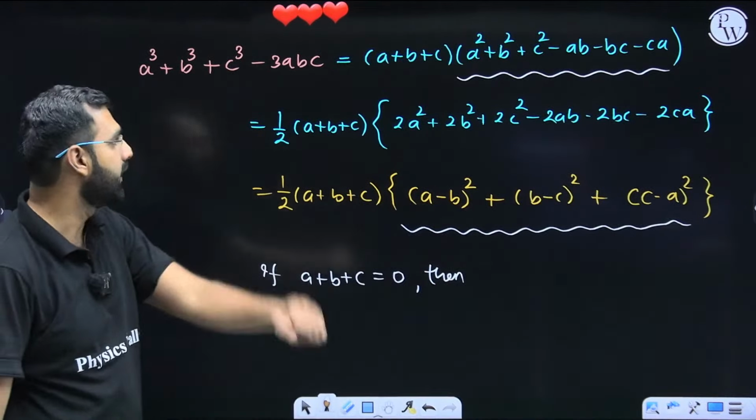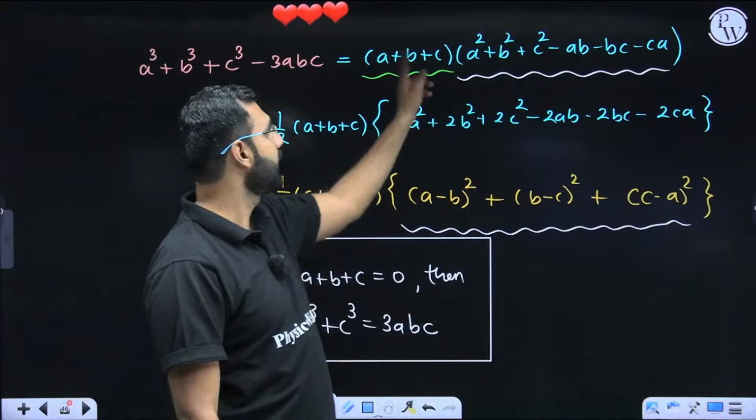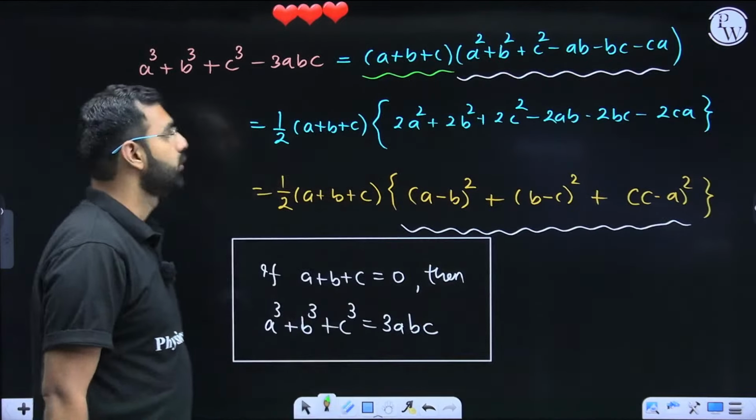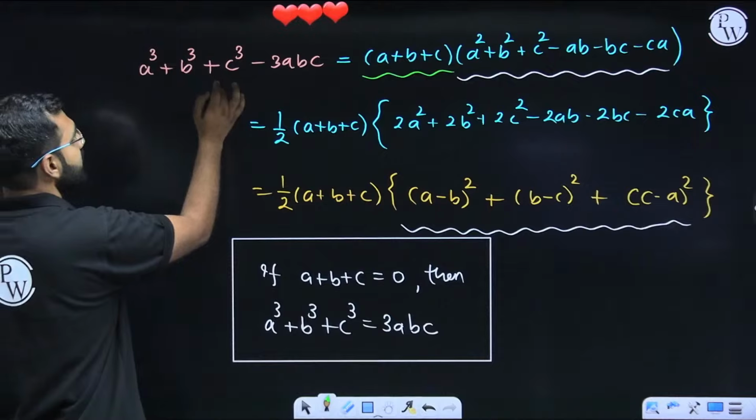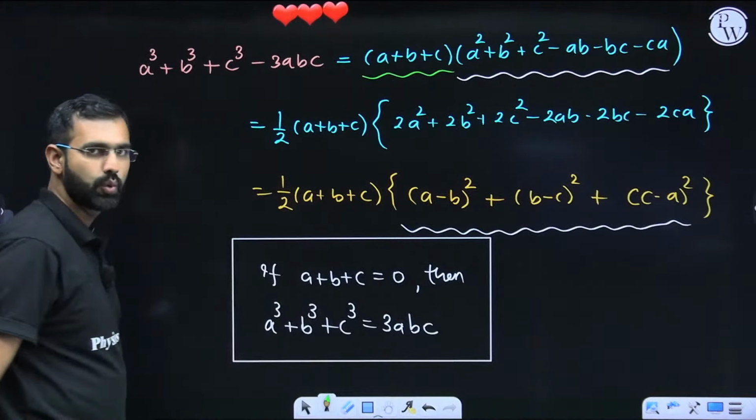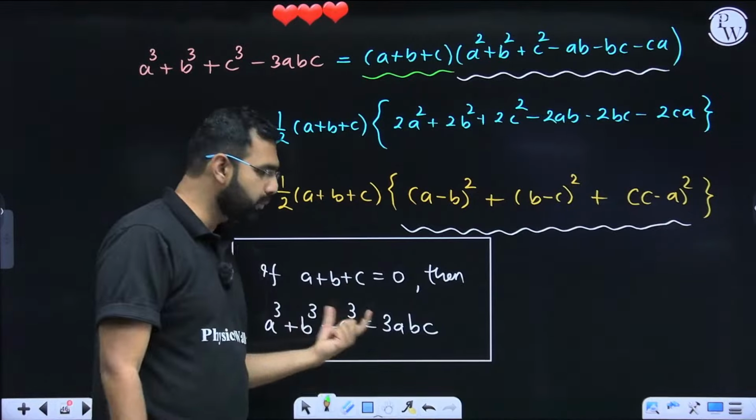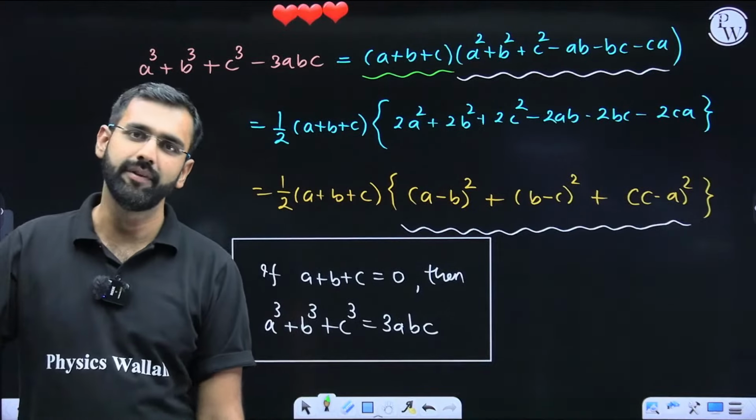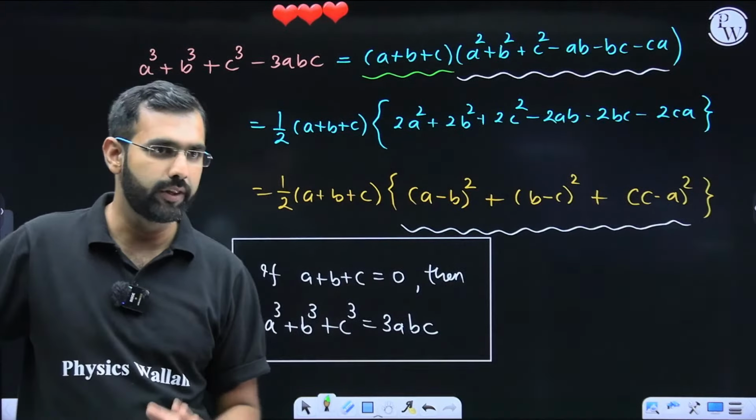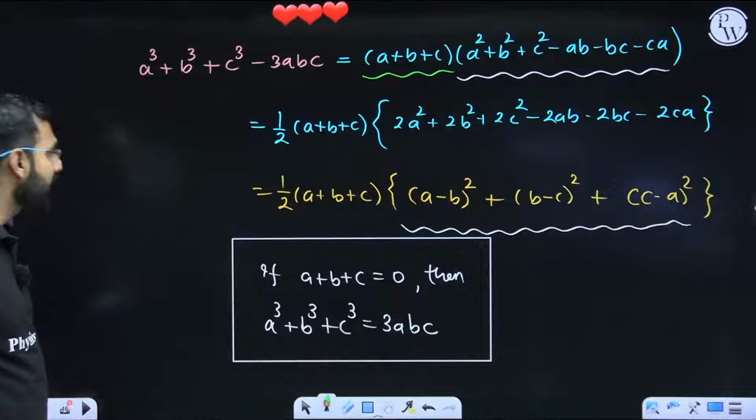I hope most of you must have seen this, that sir, if a plus b plus c is 0, which means 0 into anything is 0. So here a cube plus b cube plus c cube minus 3abc becomes 0, which means a cube plus b cube plus c cube becomes 3abc. Did you all get that? All the participants.